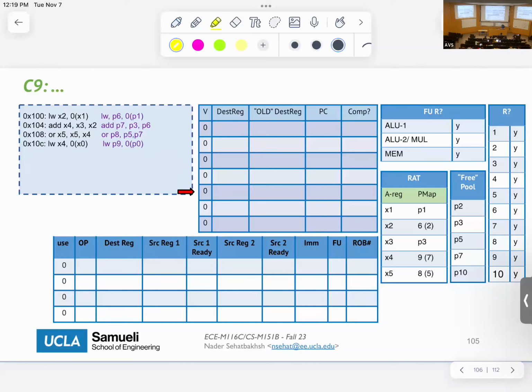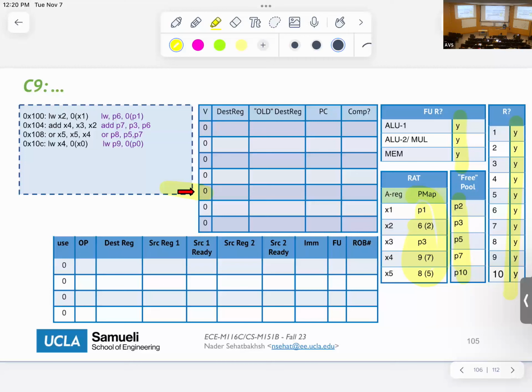The head of the ROB would be here, and this would be our updated RAT table. This would be our updated free pool. Everything has to at some point become ready again, and then we're ready for the next set of instructions. As I said, it is not going to be like this. There are always things that are not going to be ready because there are always instructions inside my pipeline. But as I said, I just showed you a small snapshot of this sequence of instructions.